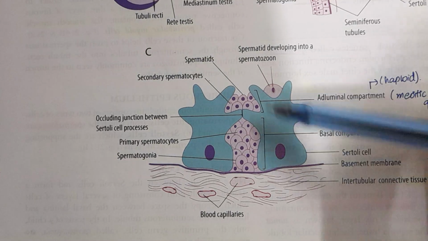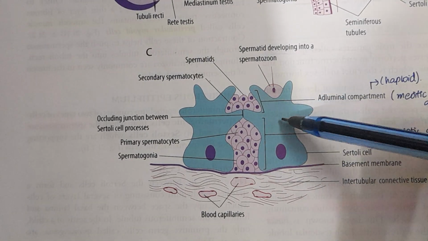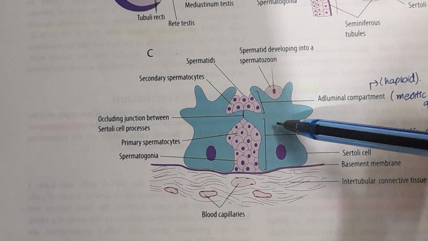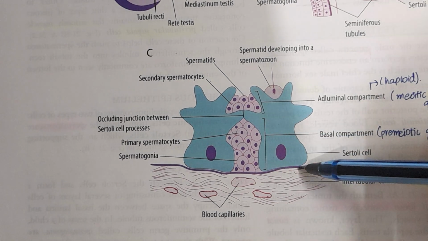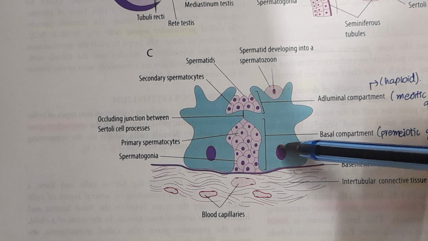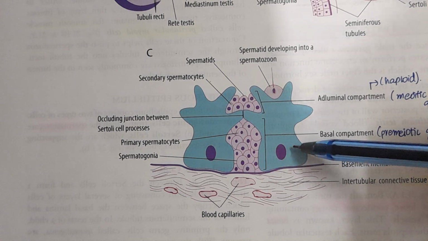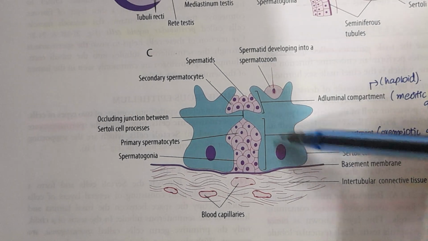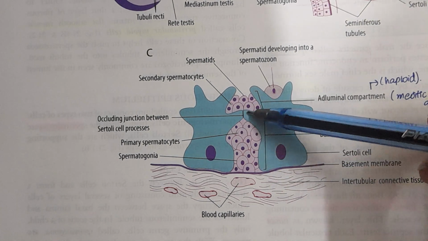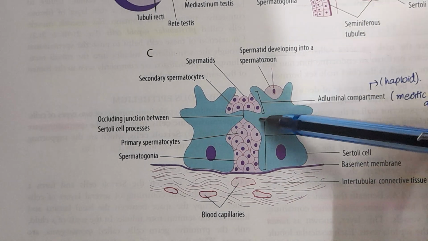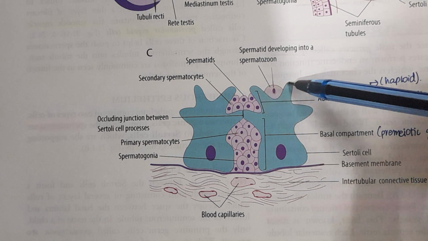Now let's have a look at this diagram. This diagram is showing two Sertoli cells. These Sertoli cells have a base which is attached to the basement membrane and an oval nucleus located near the basal region. Then they have the lateral portions, which have corrugated endings. Then they have the luminal surface.